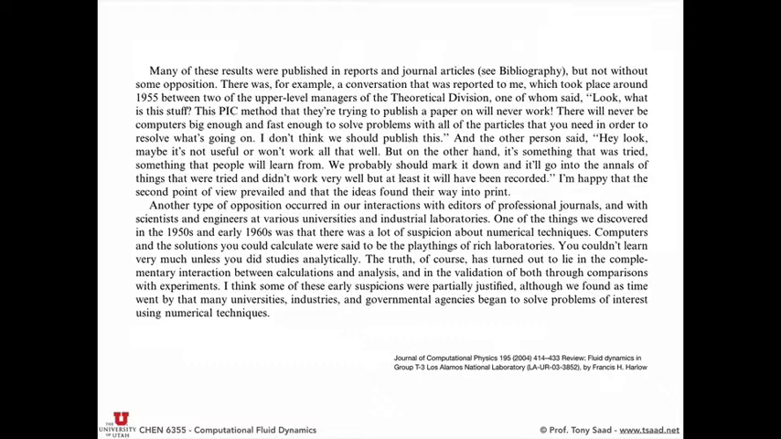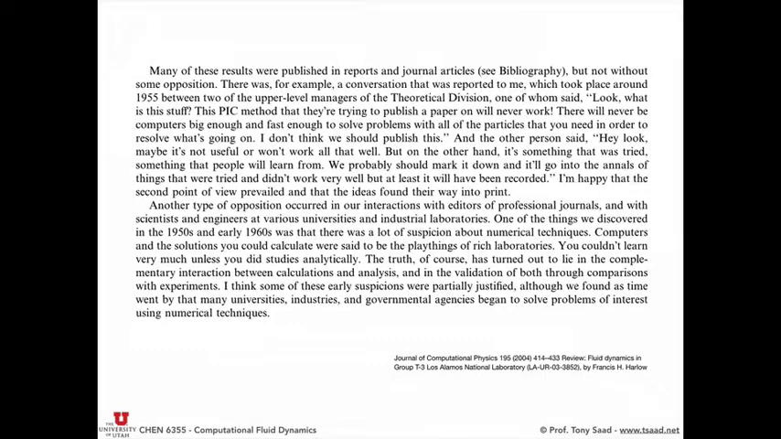Look at the narrow-mindedness in this upper-level management. There will never be computers big enough and fast enough to solve problems with all of the particles that you need in order to resolve what's going on. I don't think we should publish this. And the other person said, hey, look, maybe it's not useful or won't work, but on the other hand, it's something that was tried. So let's just publish it, and then, who cares? But then, thankfully, Harlow says, I'm happy that the second point of view prevailed.